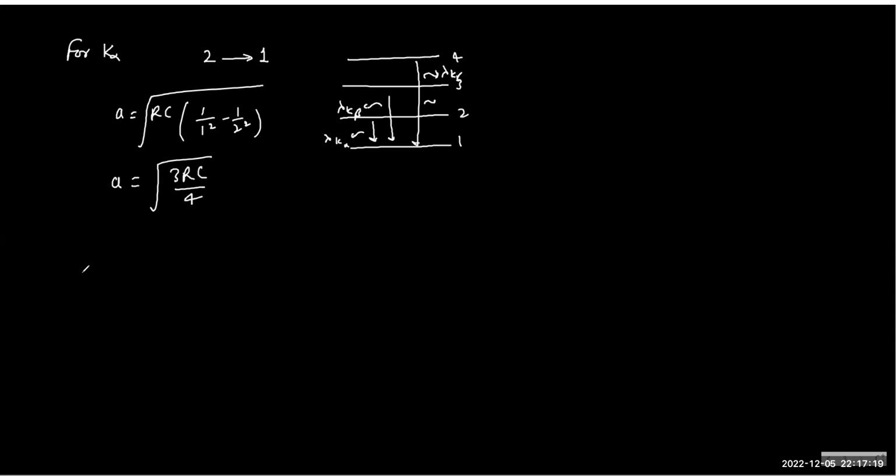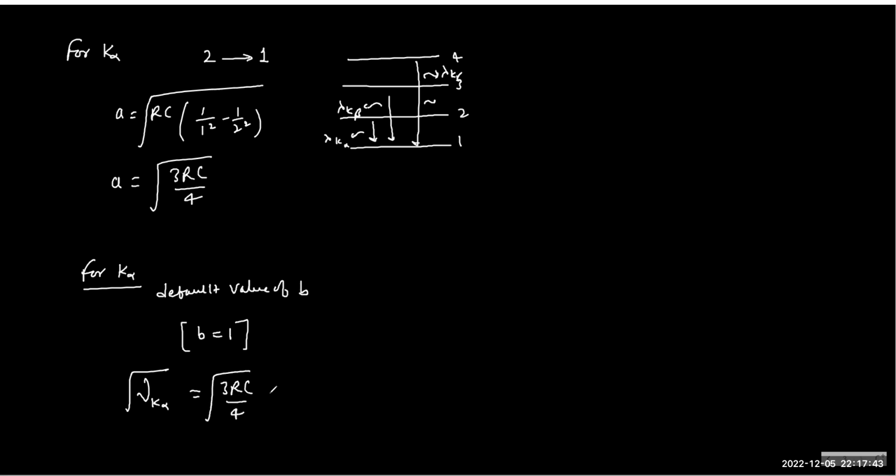What you are supposed to remember is that for K alpha, the default value of B is taken as 1. And therefore the Moseley equation for K alpha, if I write mu K alpha, is root of 3 RC by 4 into Z minus 1. Only for K alpha.